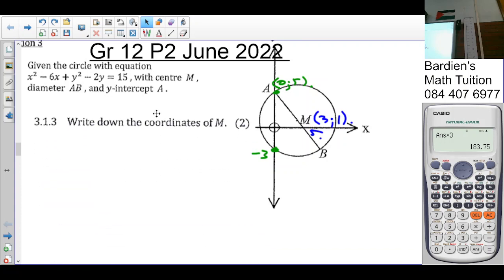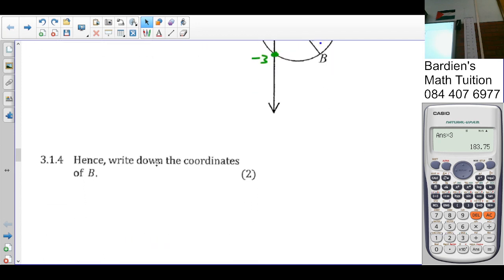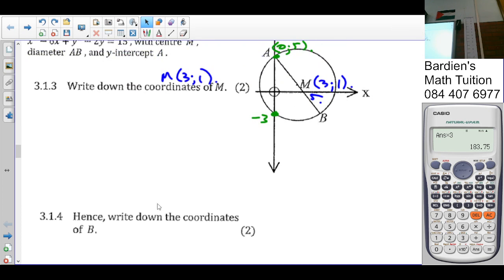The next question says write down the coordinates of M that we know already. The coordinates of M is going to be 3 and 1. Okay. Next question, hence write down the coordinates of B.